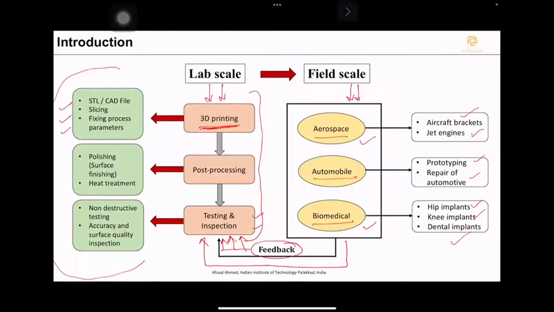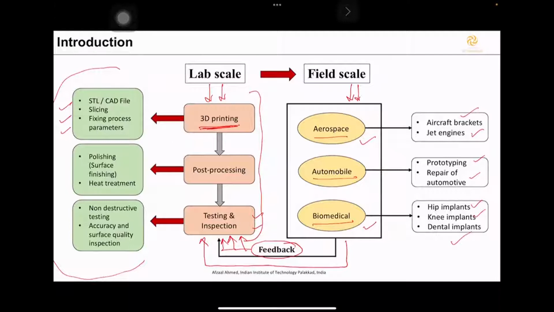So if you see, whatever we are doing at lab scale is very much applicable on field scale, but not at the same scale. So what we have to do is we have to do the testing at a smaller scale, but those testing results are very much applicable on a bigger scale or industries like aerospace, biomedical, and automotive. So this is a brief overview why both are important.